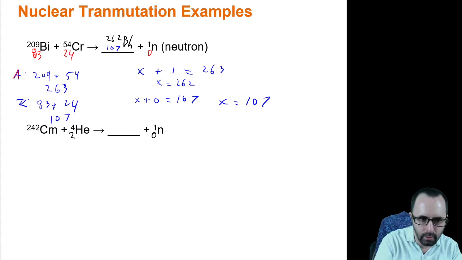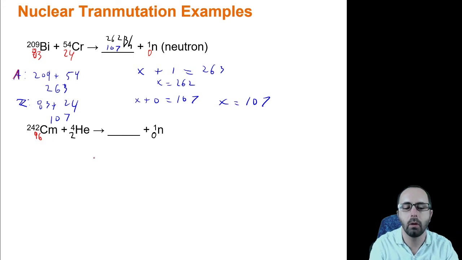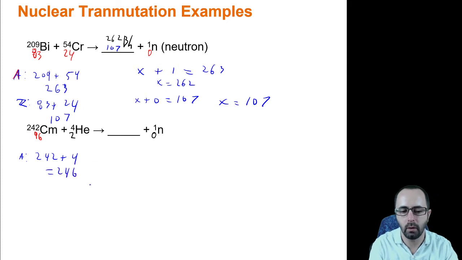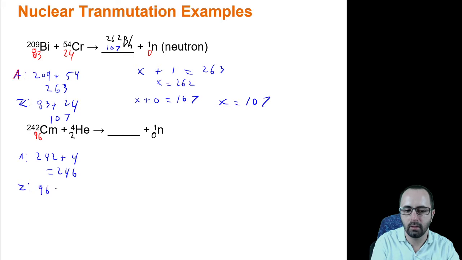I'm going to put 96 down right in here. 96. Okay. And so now we'll do the same thing. We have to figure out what the atomic numbers add up to. Or sorry, the mass numbers, A. So this is going to be 242 plus 4. Those add up to 246 here. And then we'll do this also for the atomic numbers. So we have 96 plus 2.